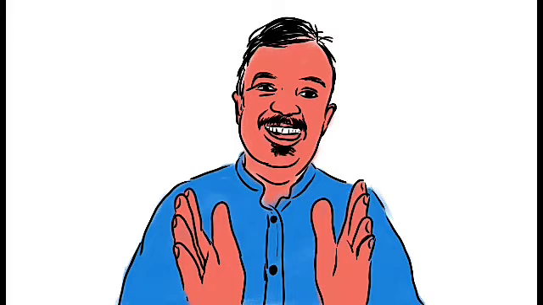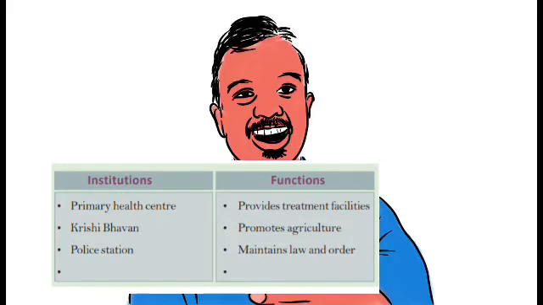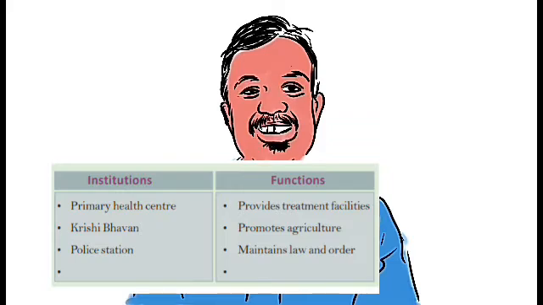Several governmental institutions can be seen around us. Some of the institutions given in our textbook, please see that table. Which are the institutions? Primary Health Center, Krishi Bhavan, Police Station. What's the function of the Primary Health Center? It provides treatment facilities. Krishi Bhavan promotes agriculture. Police Station maintains law and order.